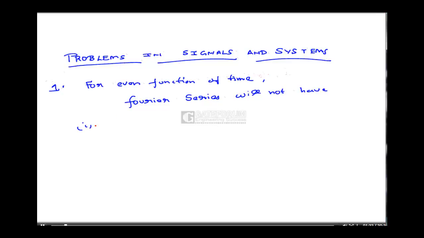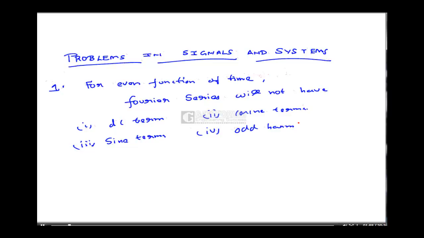Choices were, first is DC term, second is cosine terms, third is sine terms, fourth is odd harmonics.